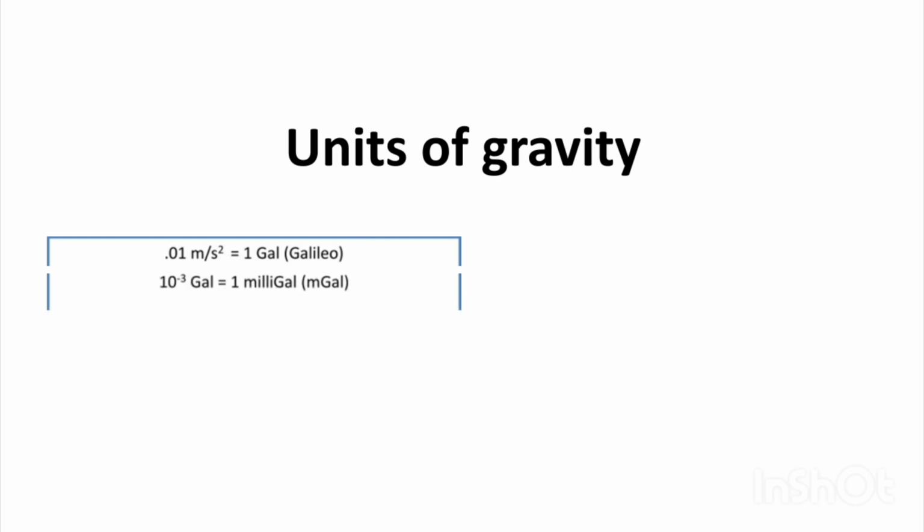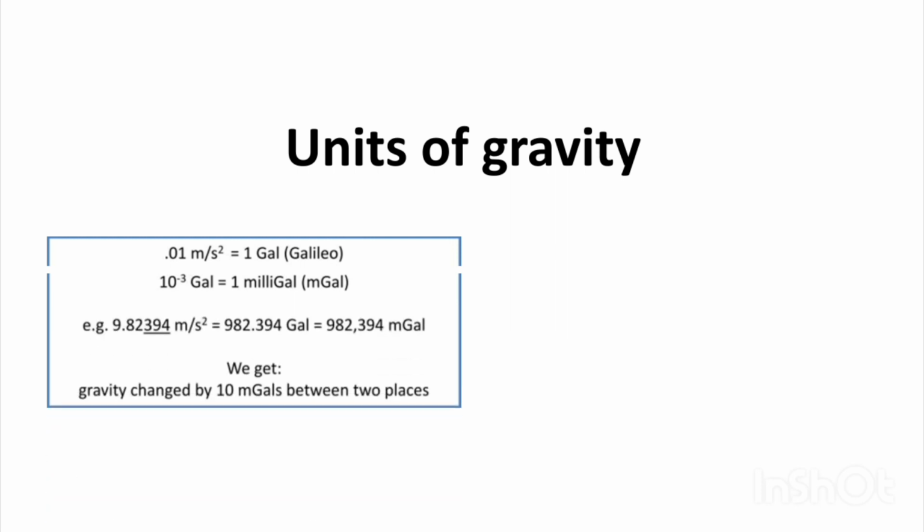So let's start. What are the units of gravity? It is very important to remember the units, because in numericals they are the most important things which we usually ignore. So the unit of gravity is 1 gal, which is Galileo, and 1 gal is equal to 0.1 meter per second square. Also, you can write it in terms of milligals. It will be 10 raised to the power minus 3 gal.